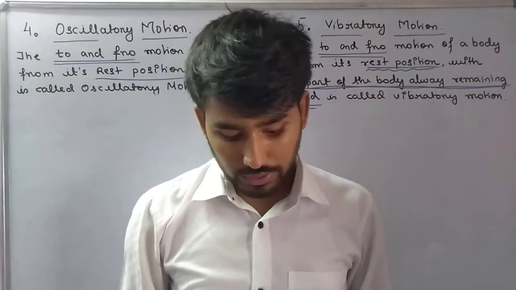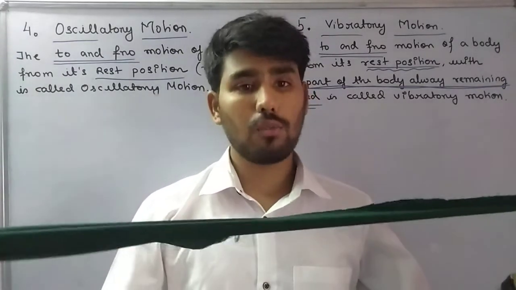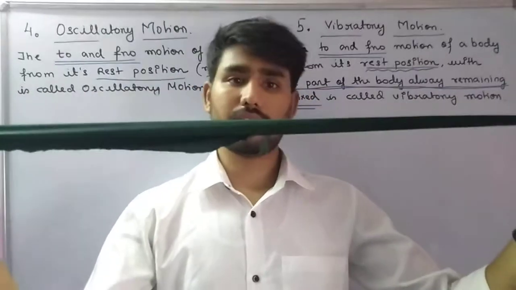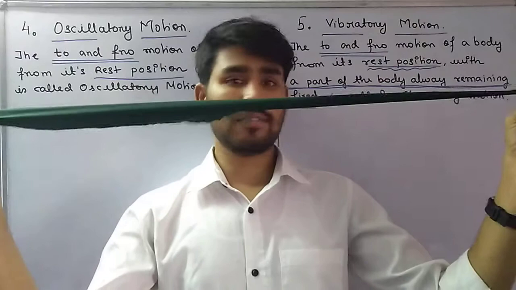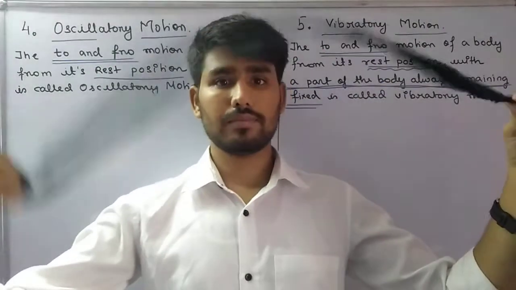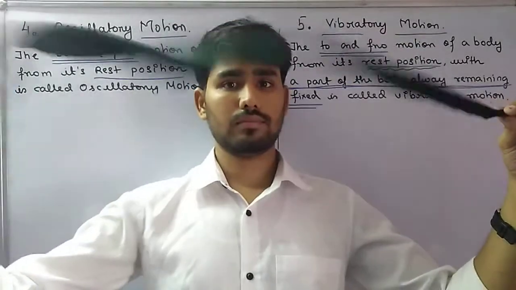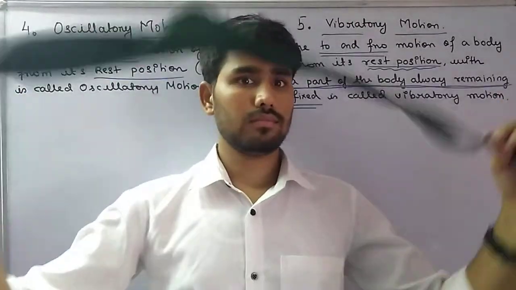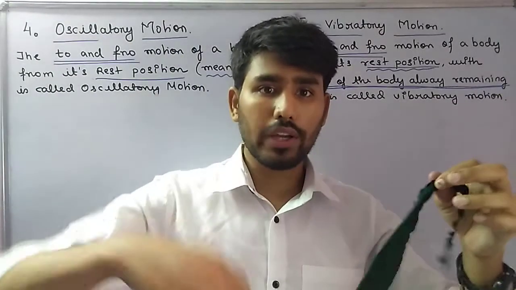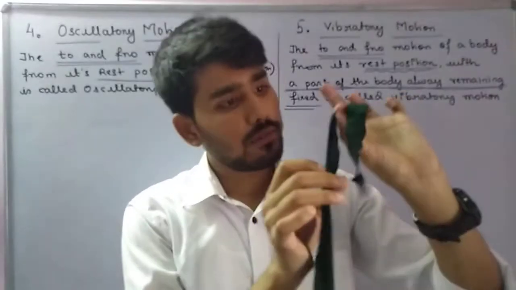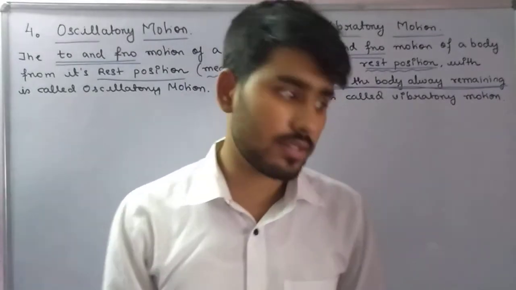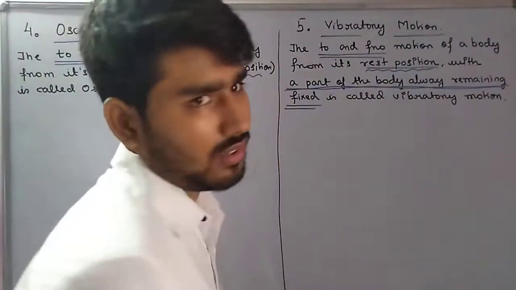Now suppose this is a wire, and I've stretched it, and this end and this end are fixed. If I stretch it and release it, it will start vibrating like this. This is vibratory. Why vibratory? Even though this is showing to and fro motion, the ends of the wire or the body are always fixed. I hope it's clear. Is it clear?